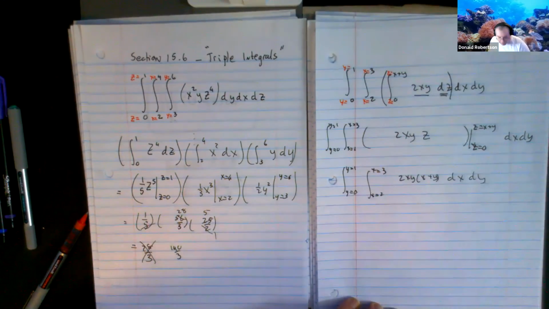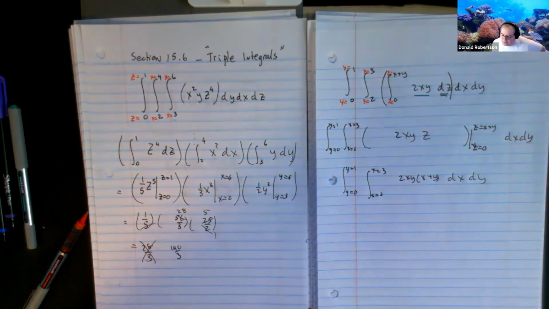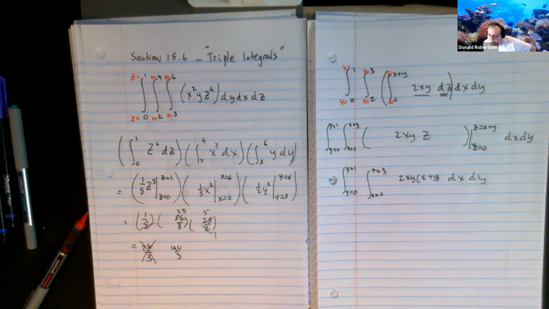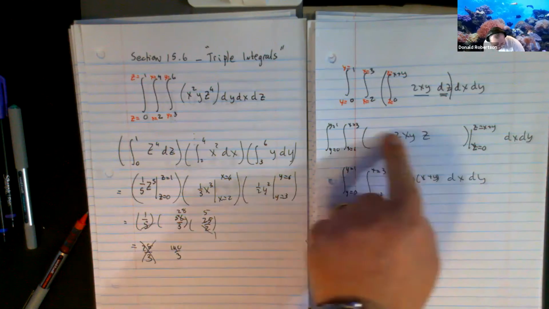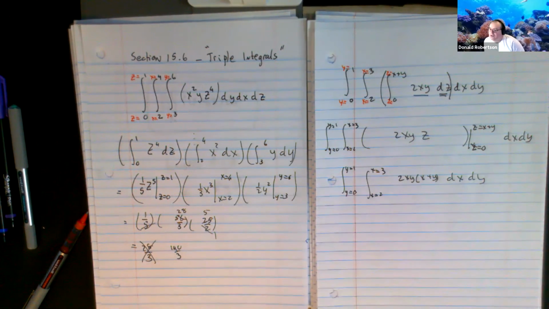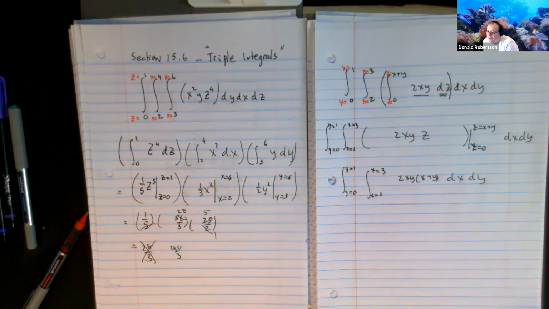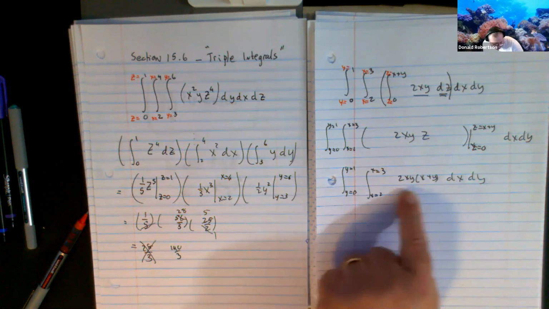So do you see that what we're now left with is this double integral? Right, so we've taken care of the z's and now we have a double. So triple integrals turn into double integrals, right? Now, is this one variable separable?